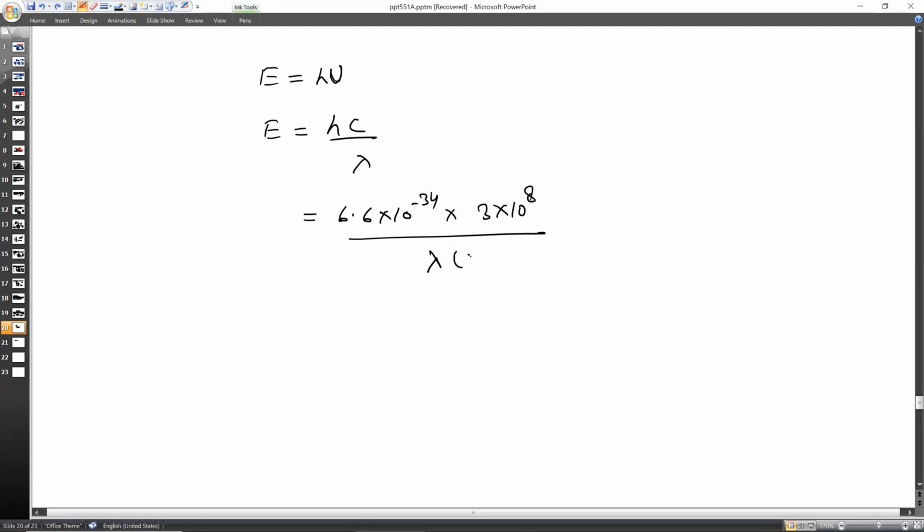So we have wavelength in angstrom. If it is in angstrom, then we generally have this value, that 1 angstrom is equal to 10 to the power minus 10 meters. So we can write it, it is in angstrom, but we have to multiply it by 10 to the power minus 10 meter.